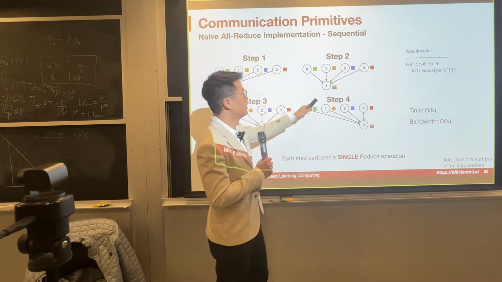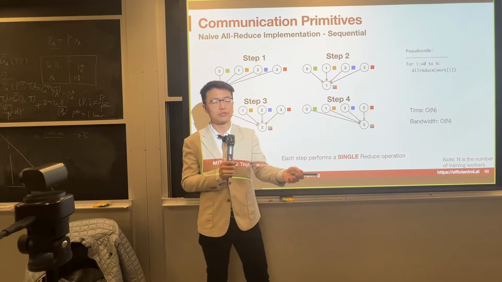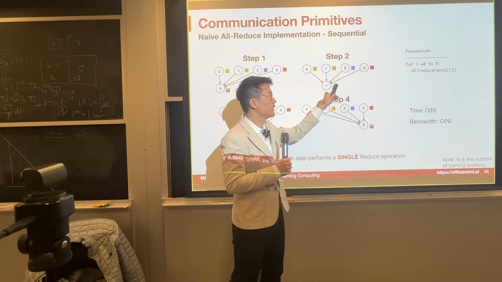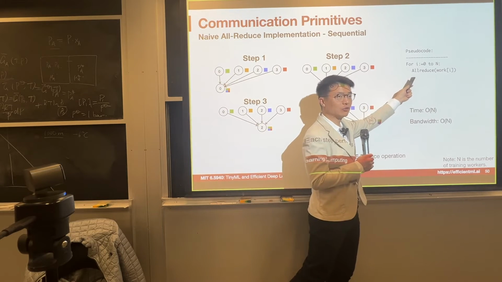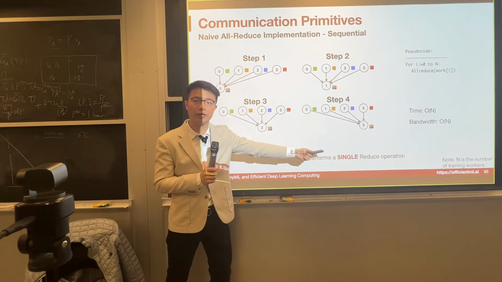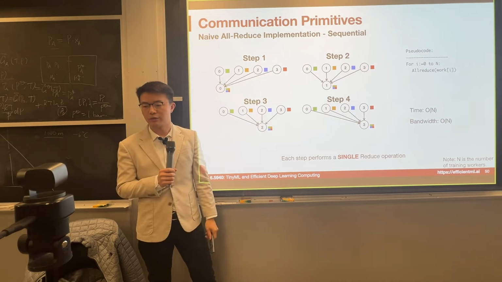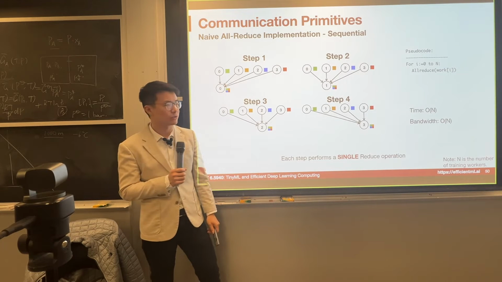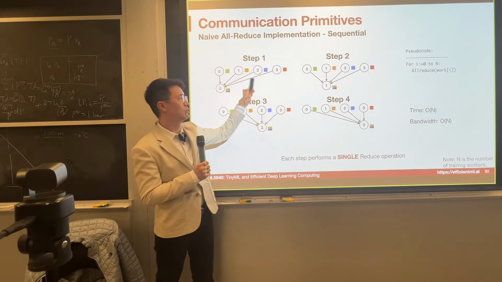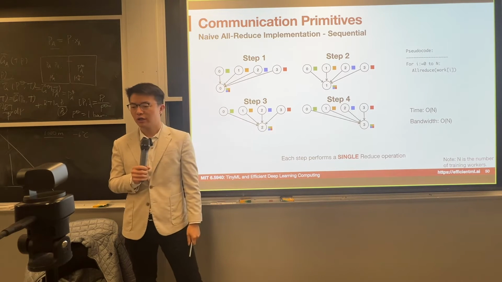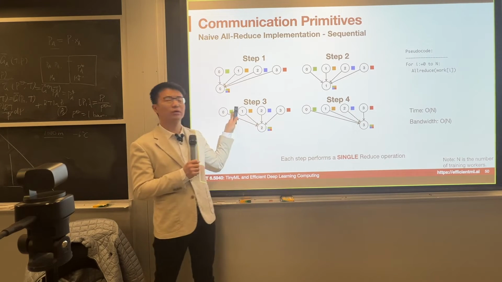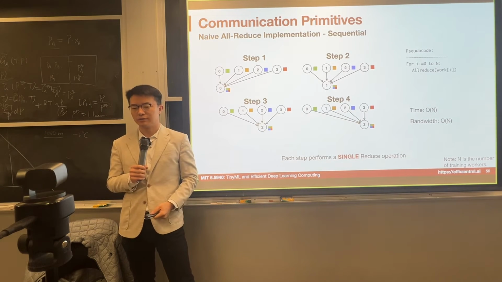In the second step, we do the reduce for the second node, node 1. That's why here the pseudocode is basically looping through all the nodes 0, 1, 2, 3, and each time we do reduce for worker i. So here the time is O(n), since we have to do it for each node, and the bandwidth requirement is also O(n), since each time we have to communicate between n nodes.